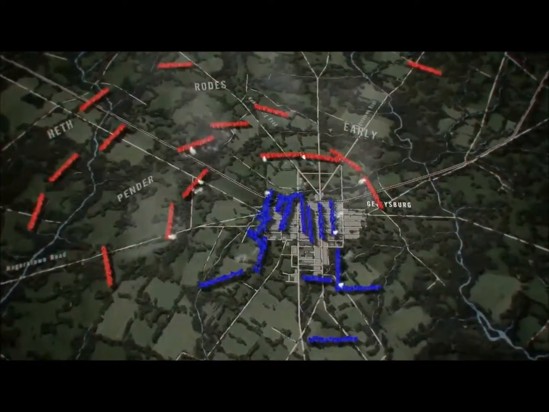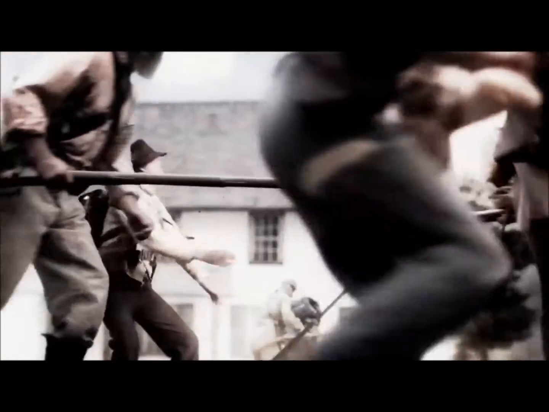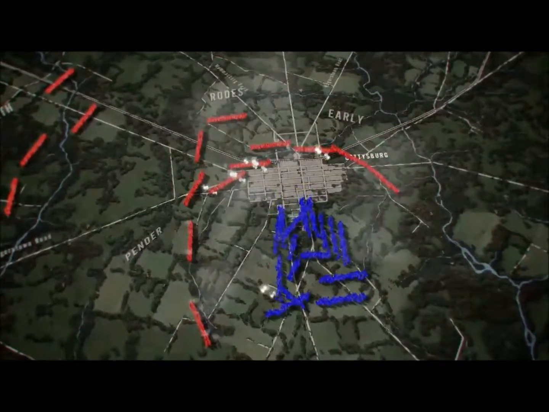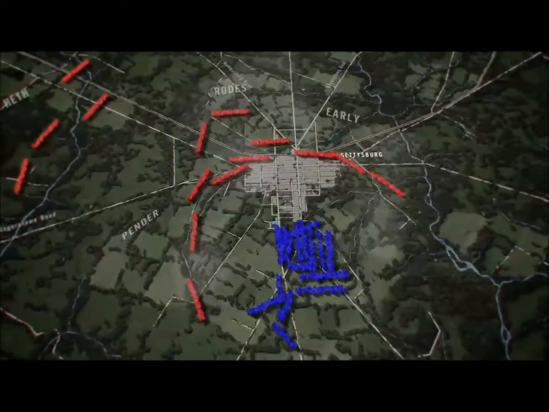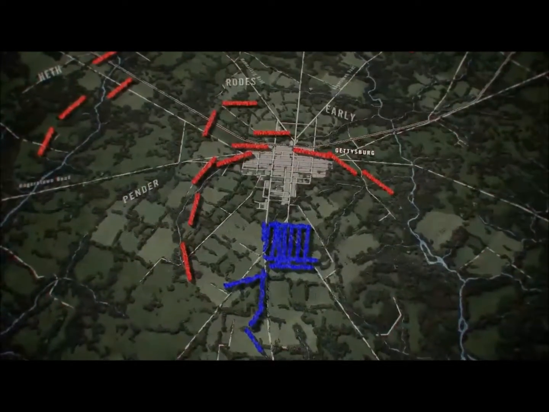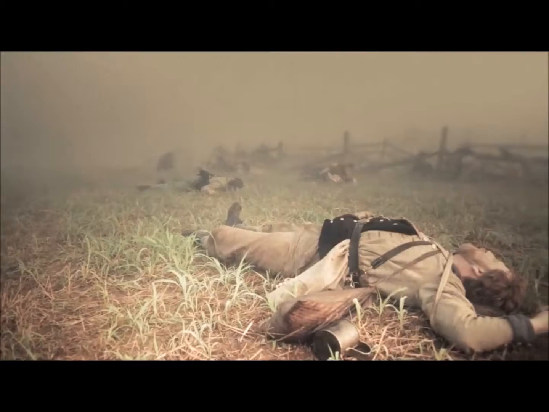Some escape via an unfinished railroad bed. Others are trapped in Gettysburg streets. The defeated Yankees reform on Cemetery Hill, where General Howard has left a brigade and an array of cannons. The Confederates probe, but do not attack. It was one of the bloodiest days of the war, but the worst was yet to come.